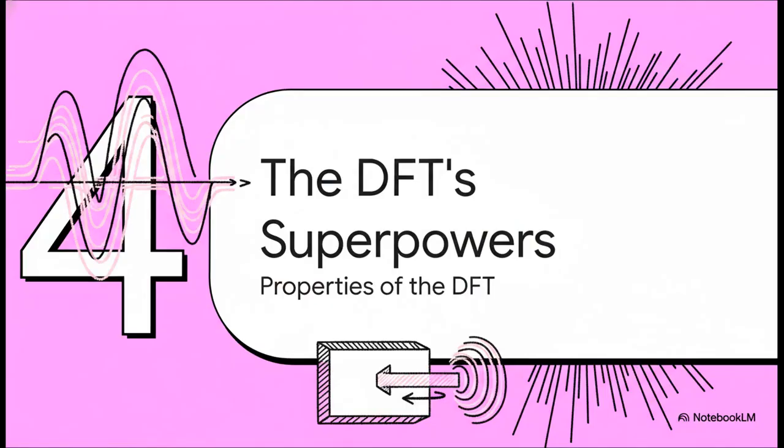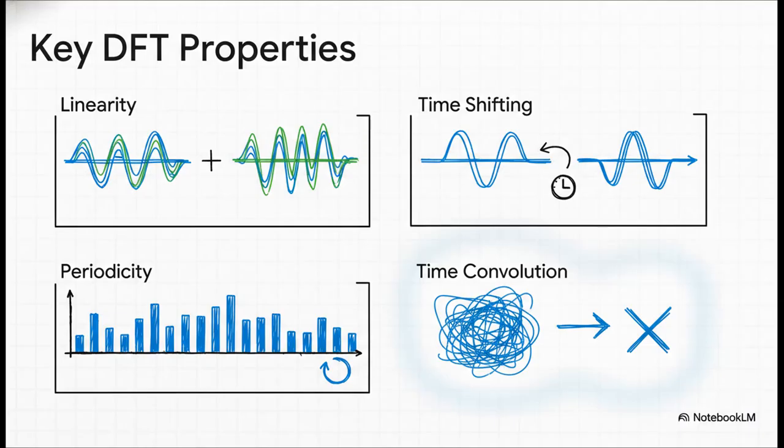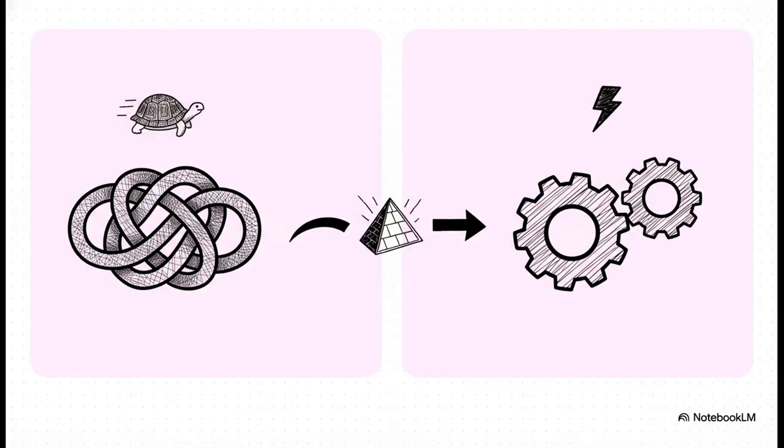Now, just being able to see the frequencies is already a superpower. But once a signal is in the frequency domain, we can start to manipulate it in ways that are nearly impossible to do back in the time domain. Our source material points out several of these amazing properties. You've got linearity, time shifting, they're all super useful. But that last one on the list, the time convolution theorem, that one is the true game changer. And this slide right here shows you why it's such a big deal.